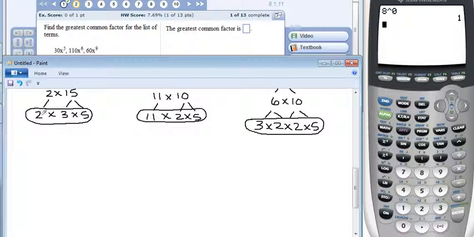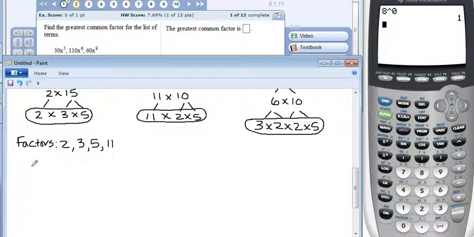And now what I'm going to do is I'm going to go back through and I'm going to list my factors. What I'm doing is I'm saying, what kind of numbers do I have? What do I see? I see 2s. I see 3s. I see 5s. And I see 11s. Those are my different types of numbers within these 3 bubbles. Okay?